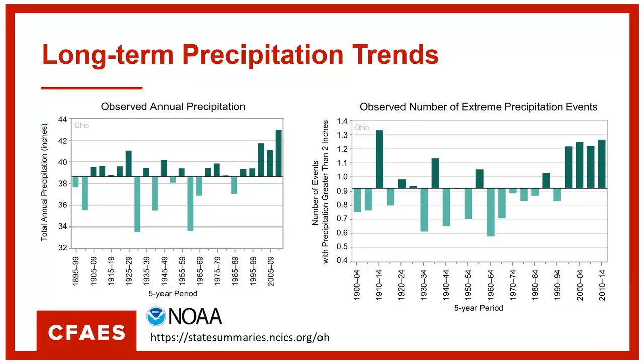So more annual precipitation, and the number of extreme events. Here we're calling a 2-inch rain, 2 inches in one day, extreme. That's not extreme for some parts of the world, but in Ohio that would be a pretty big deal. So the number of those 2-inch events per 5-year period has increased over time, and a lot of those are packed in at the end of the instrumental record. So we see precipitation going up, and we see precipitation intensity going up a little bit as well.